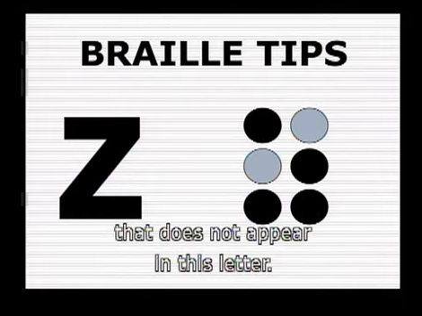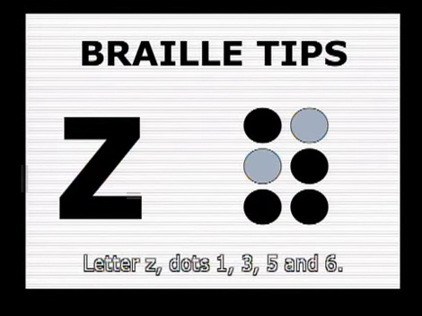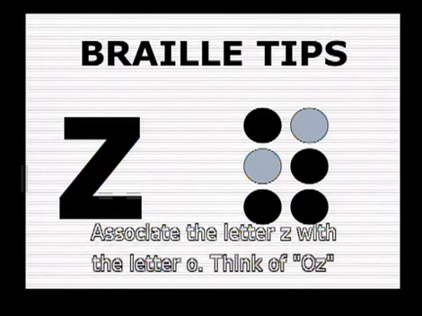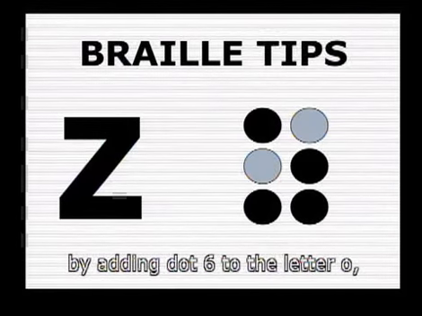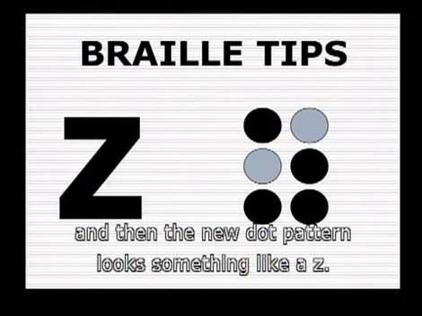Letter Z, dots 1, 3, 5, and 6. Associate the letter Z with the letter O. Think of Oz from The Wizard of Oz, because the letter Z is formed by adding dot 6 to the letter O. And then the new dot pattern looks something like a Z.